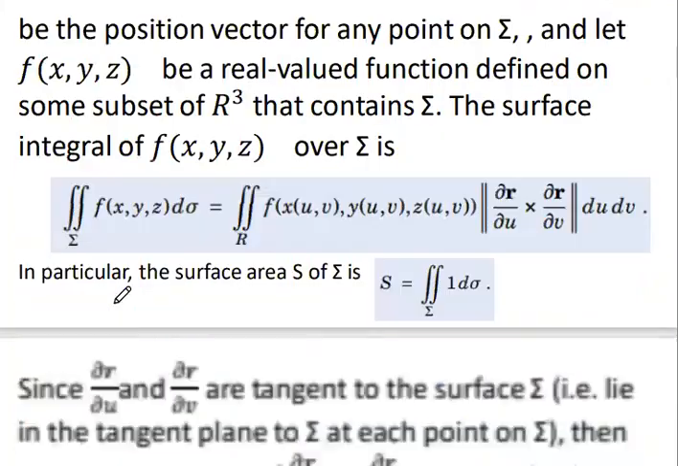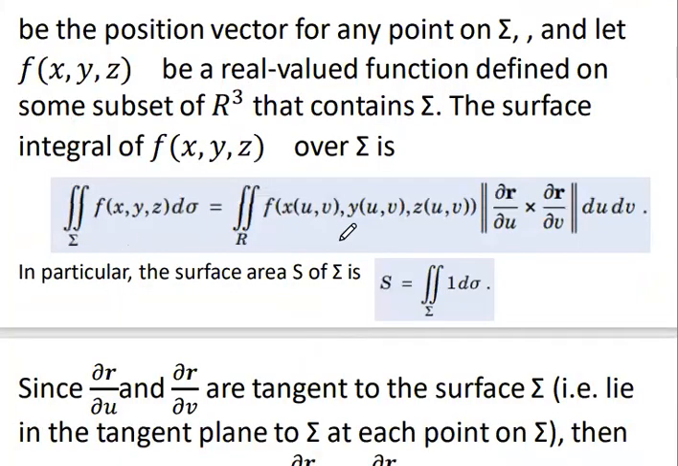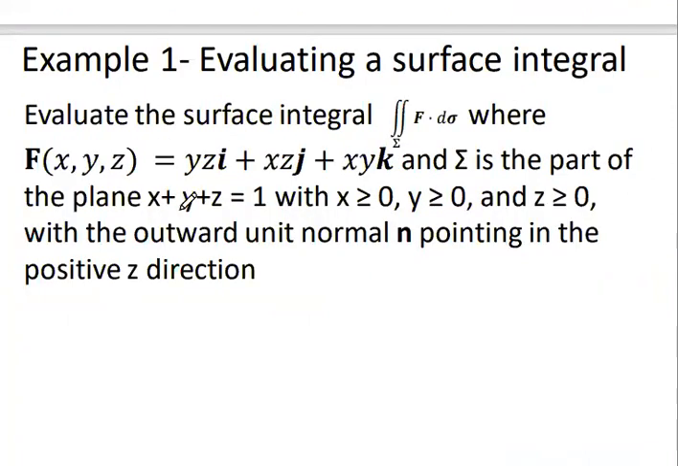Does that make sense? Did you understand that? Yep, so let's evaluate the surface integral. The vector field is given, and the surface is given. Look at the surface. Sigma is the part of the plane.